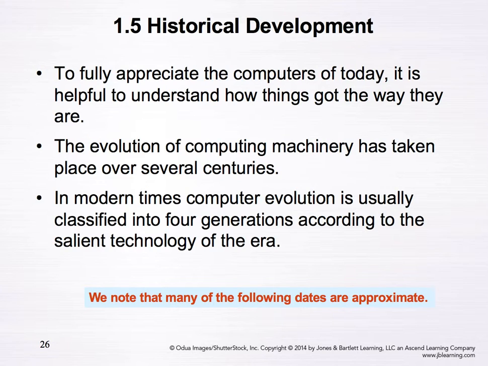So in this video, we talk about the historical development of computer architecture. To fully appreciate the computers of today, it is helpful to understand how things got the way they are. The evolution of computing machinery has taken place over several centuries. In modern times, computer evolution is usually classified into four generations according to the technology of the area. We also note that many dates are just approximate because the exact date is not available.